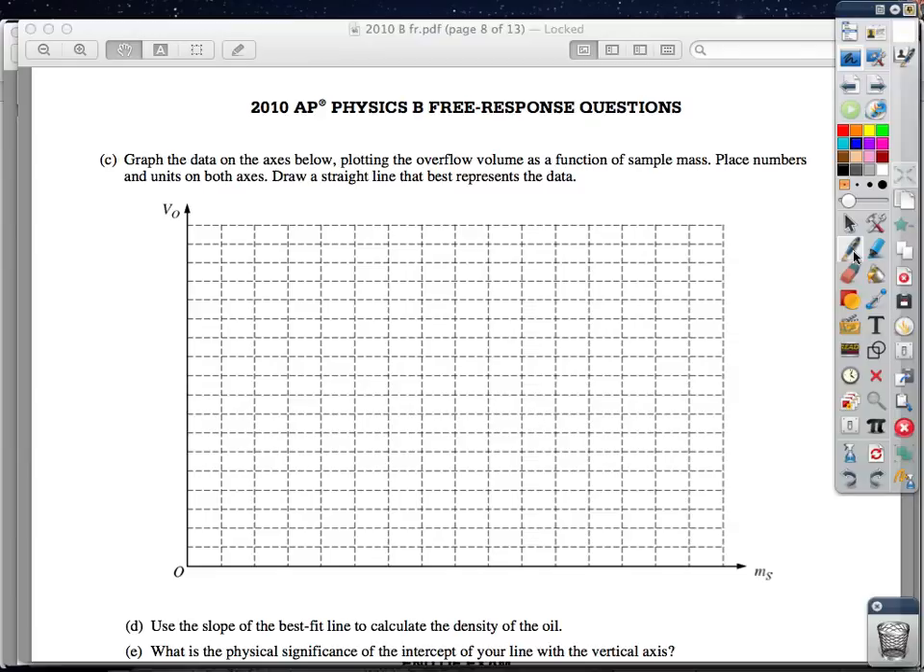The answer for B just comes out to be V equals F_B over rho g. I'll basically just use the buoyancy equation, and then I would set that equal to the weight of this.